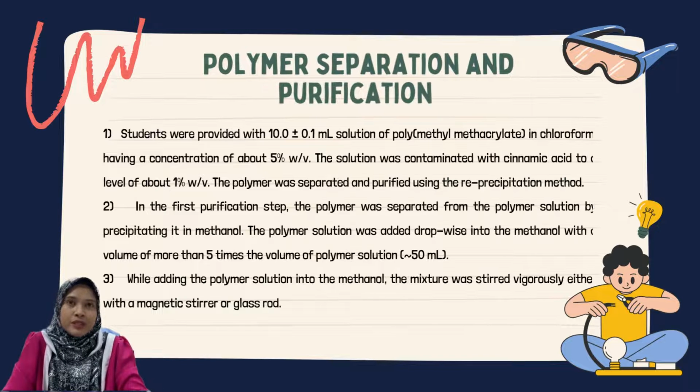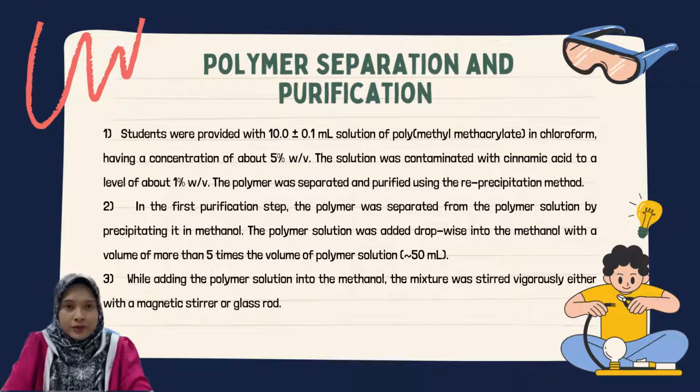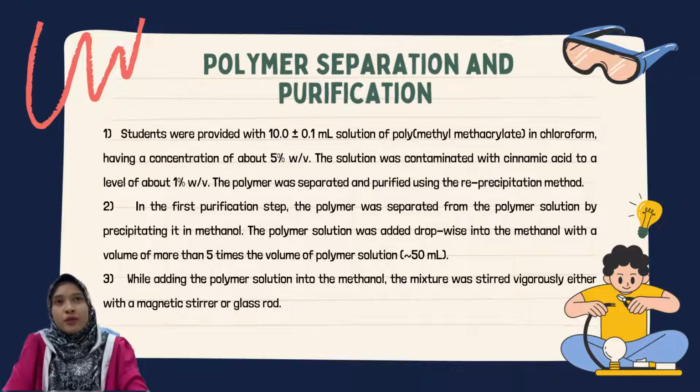For the polymer separation and purification step, the students were provided with 10 ml of polymethyl methacrylate in chloroform, having a concentration of about 5% weight over volume. The solution was contaminated with cinnamic acid to a level of about 1% weight over volume. The polymer was separated and purified using the reprecipitation method.